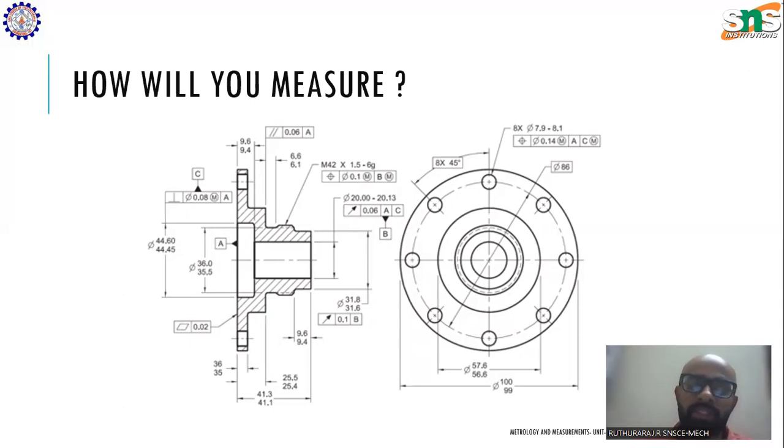Why we are going for this rigorous testing is to ensure that it fits perfectly in an assembly. That's our ultimate aim. How it can be ensured is by ensuring the quality. Quality can be ensured by inspection, and inspection can be guaranteed by measuring instruments. So that's the need for this metrology topic.